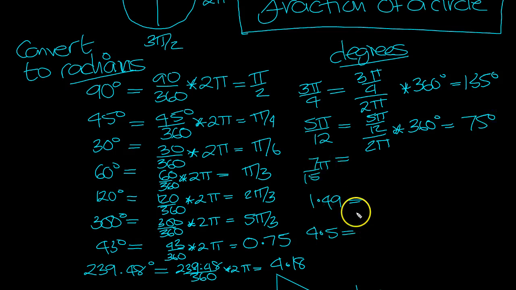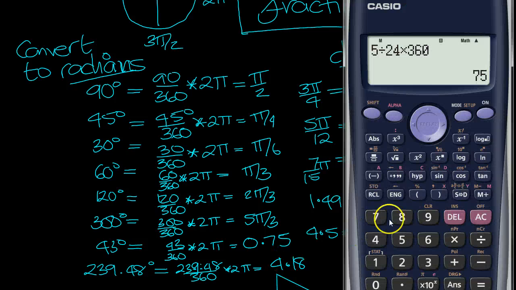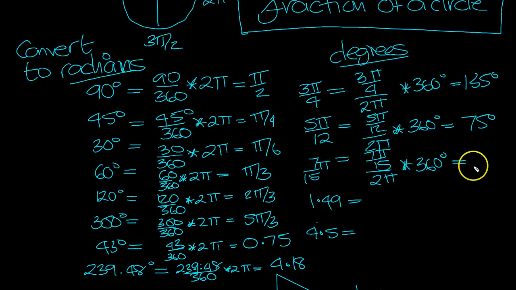7/15 as a degree, 7 pi over 15, that's the fraction of the circle in degrees. Because it's 7 pi over 15 parts of 2 pi, isn't it? So that'd be 7 pi over 30. So 7 divided by 30 times the 360, because the pi's cancel. 84.